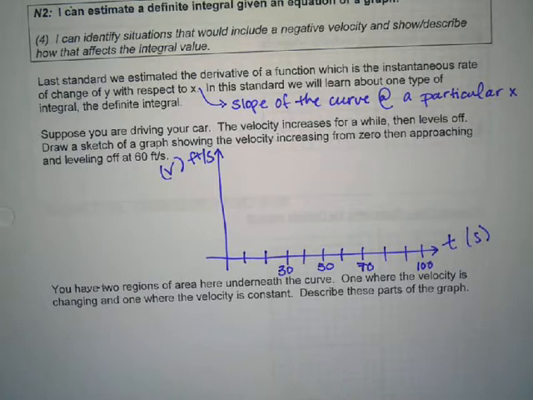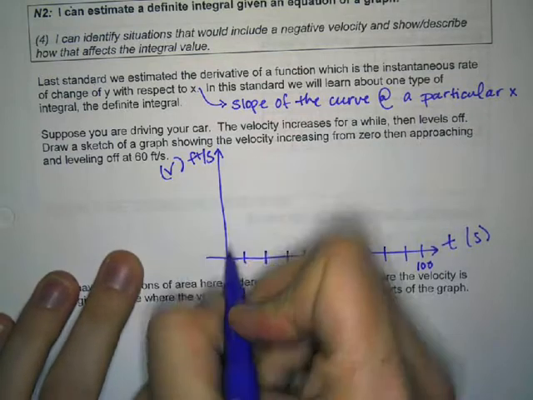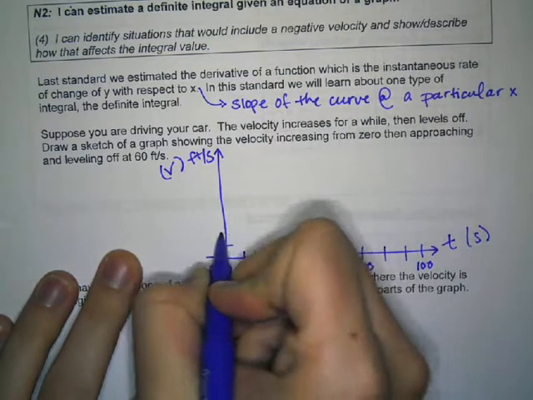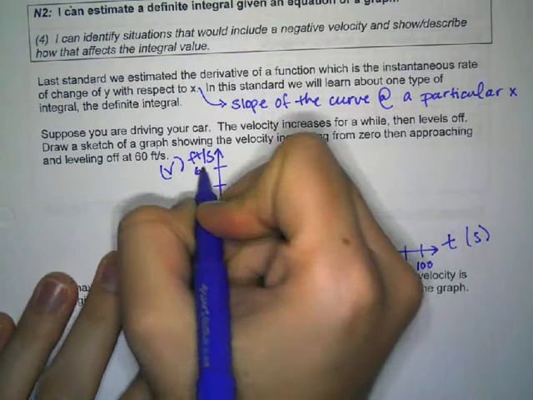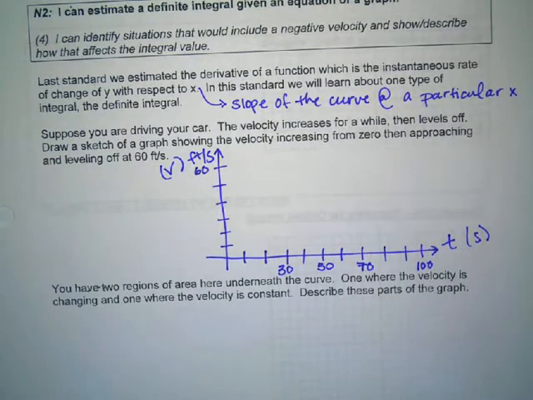Where are we supposed to be leveling off, though? What's my velocity we're supposed to be leveling off at? 60. So draw 6 tick marks up. 10, 20, 30, 40, 50, 60. Okay. And then we'll sketch a rough picture here of what's going on.